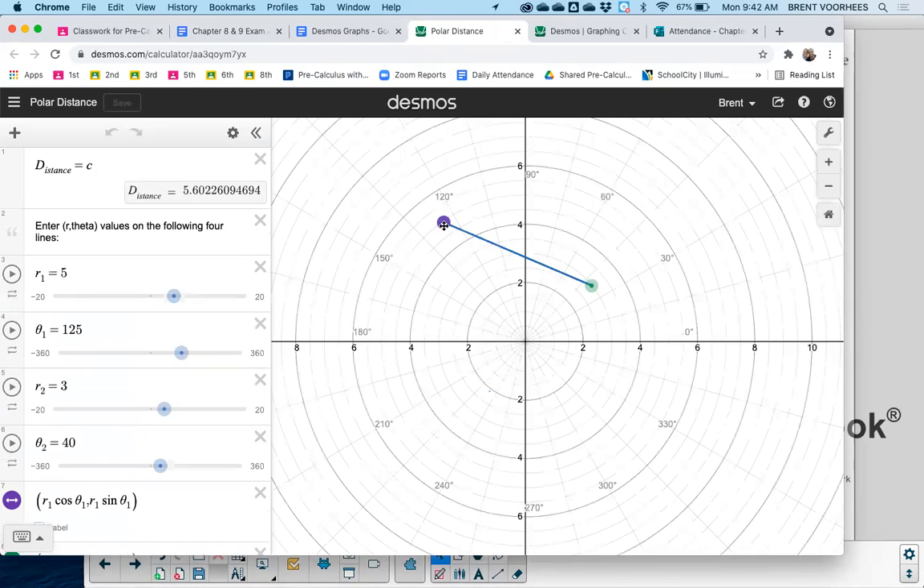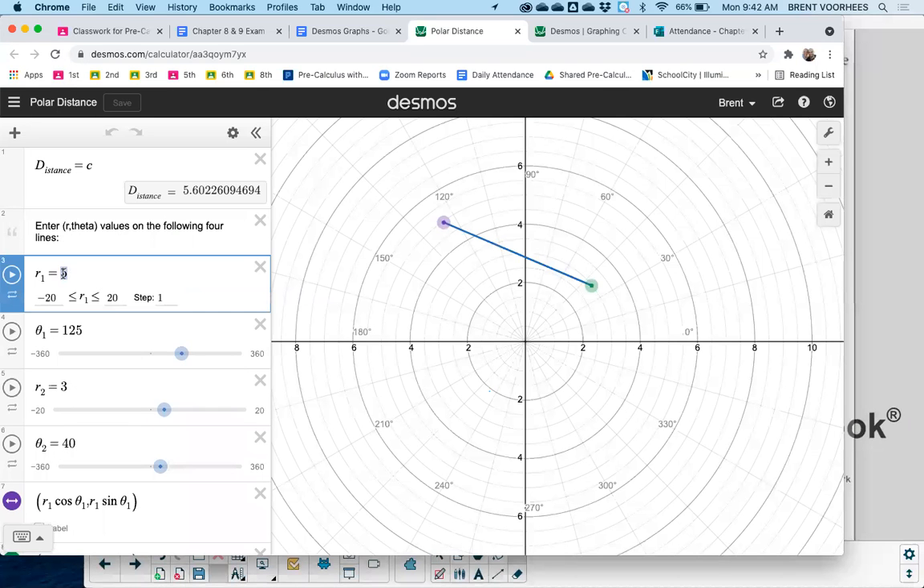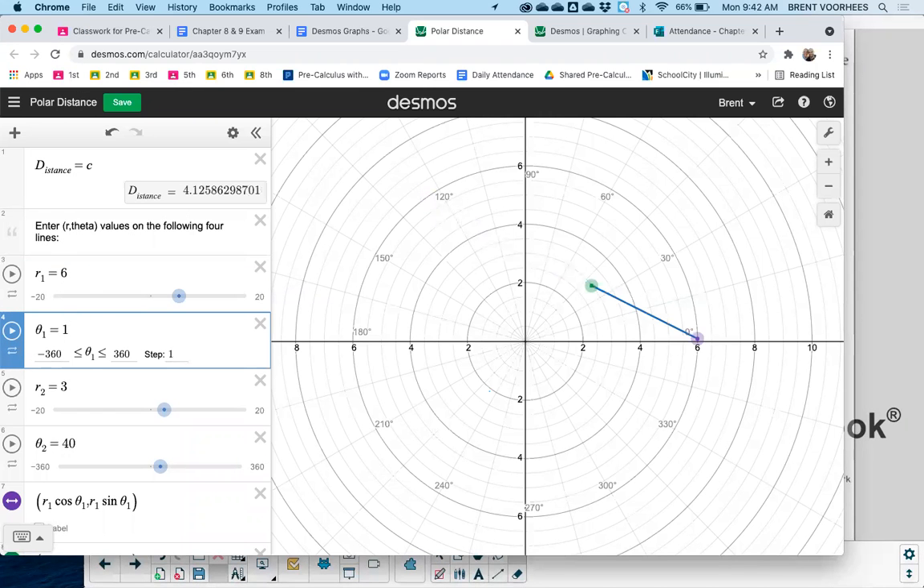What's going to happen is we're going to plot 2 points and see the distance between them. So on number 8, we have 6, 10 degrees and 4, 70 degrees. So I'll come over. My first point is 6, 10 degrees. You can see how polar graphs finds 10 degrees, and this one goes 6 circles out. 1, 2, 3, 4, 5, 6.